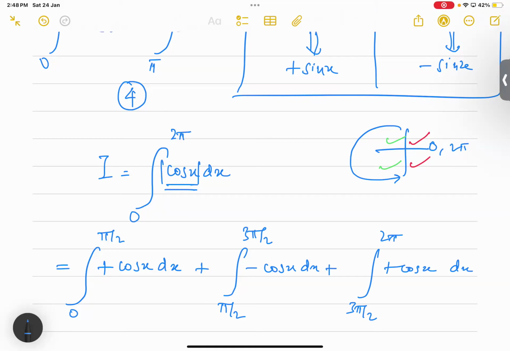Now see, the limits are from 0 to 2 pi. We don't have to give importance to x, we have to give importance to cos x, because the modulus is for cos x. Now cos x is positive where? First and the fourth quadrant. And cos is negative where? Second and the third quadrant.